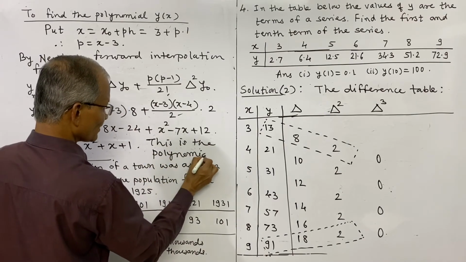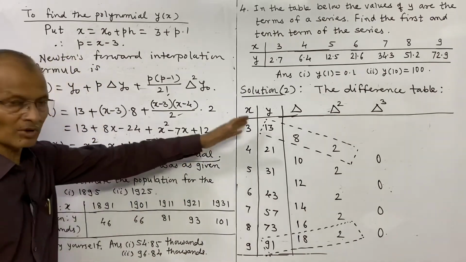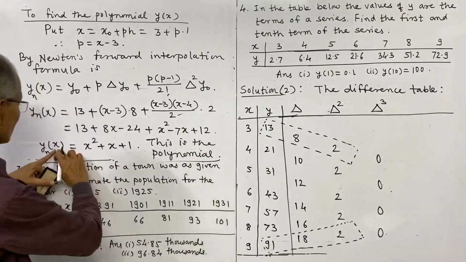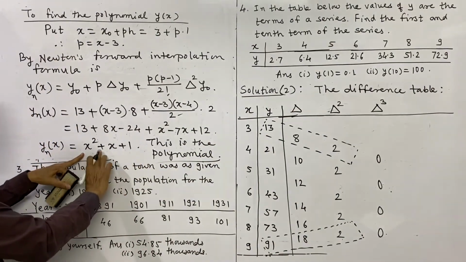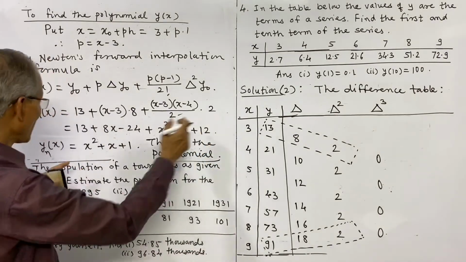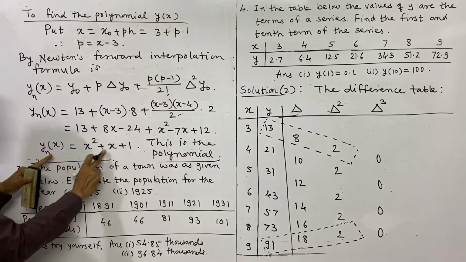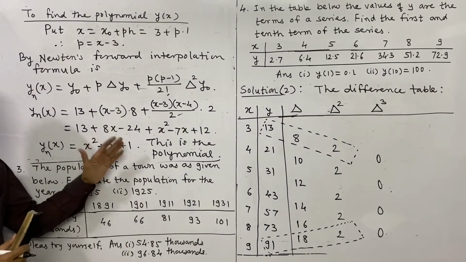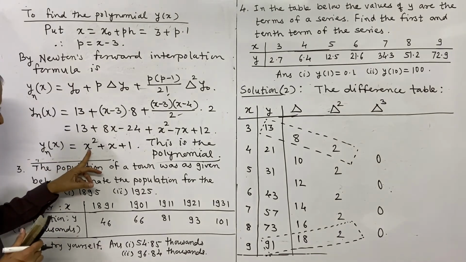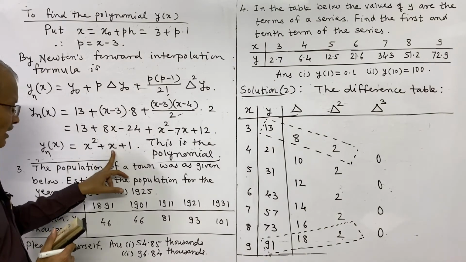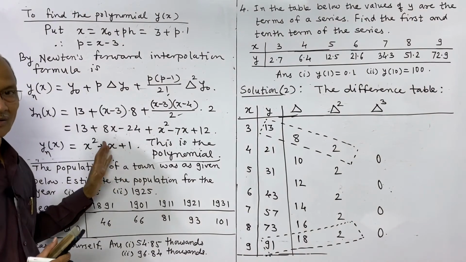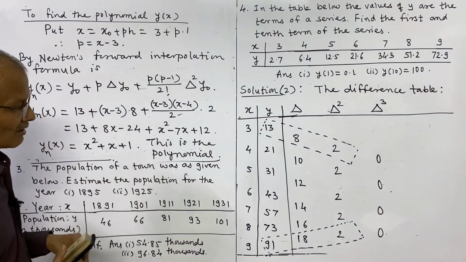You should check the values that we have obtained; all the tabular values must satisfy this. That is, y at 3 must be equal to 13. Put x is equal to 3. This must be 13: 3 square 9, plus 1 is 10, plus 3 is 13, and so on. Y at 1 we have obtained, that is 1 plus 1 plus 1, that is equal to 3. Y at 10 also we have obtained: 10 square, that is 100, plus 10, plus 1, that is 111. So that means these values are satisfied.